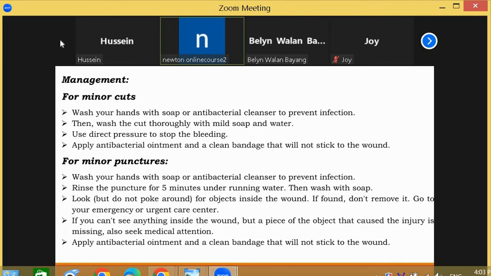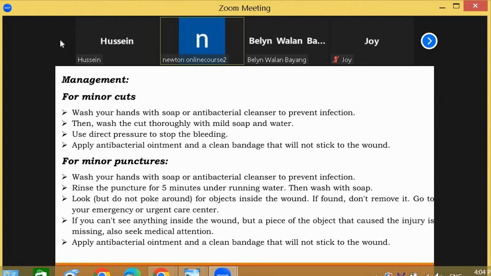What management can we give the patient for a minor cut? You have to wash your hands with soap or antibacterial cleanser to prevent infection. That is very important. You have to wash the patient's hand with soap or antibacterial cleanser, depending on hospital policies. Then wash the cut thoroughly with mild soap and water.